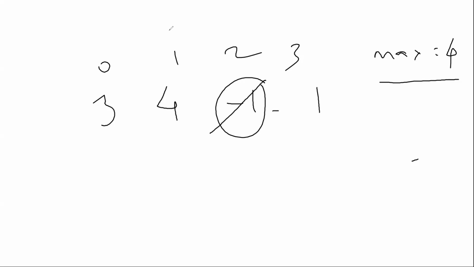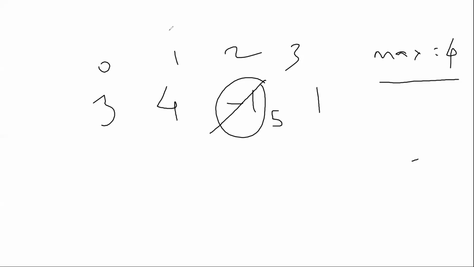Because let's assume the numbers are 1, 2, 3, and 4. Even in that case, the first missing value will be 5, right? So any negative number, you are just going to override with the value 5. Yeah, exactly, n plus 1.